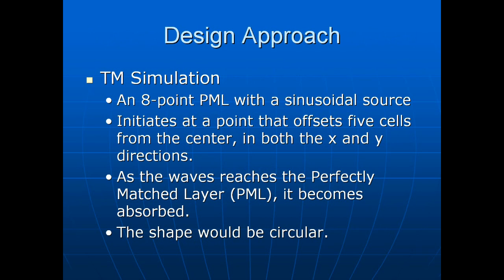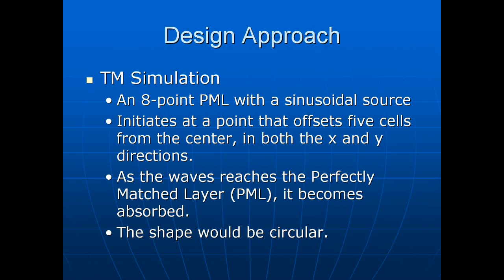For the design approach for the TM simulation, basically the results that I was able to produce as far as the design process goes is an 8-point PML with a sinusoidal source that operates at a point that offsets 5 cells from the center in both the X and Y directions. As the wave reaches the PML, the perfectly matched layers, which is 8 cells on every side, it becomes absorbed. As mentioned, once the PML starts to absorb the waves, that PML will become stronger every single time.